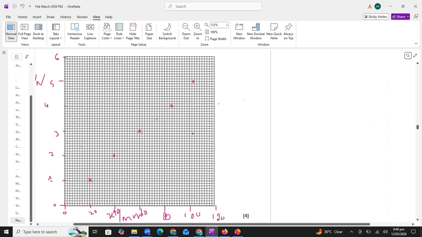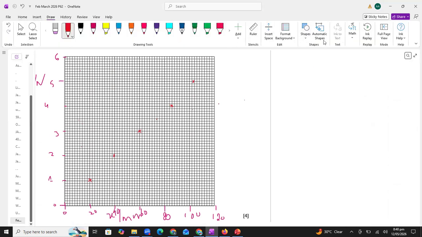Okay, so this is the process which we have followed. We have marked the points on the graph, students. Now we have to draw the best fit line. So how will we draw the best fit line, students? We have to draw the best fit line. So let me take the straight line here. Can be that.